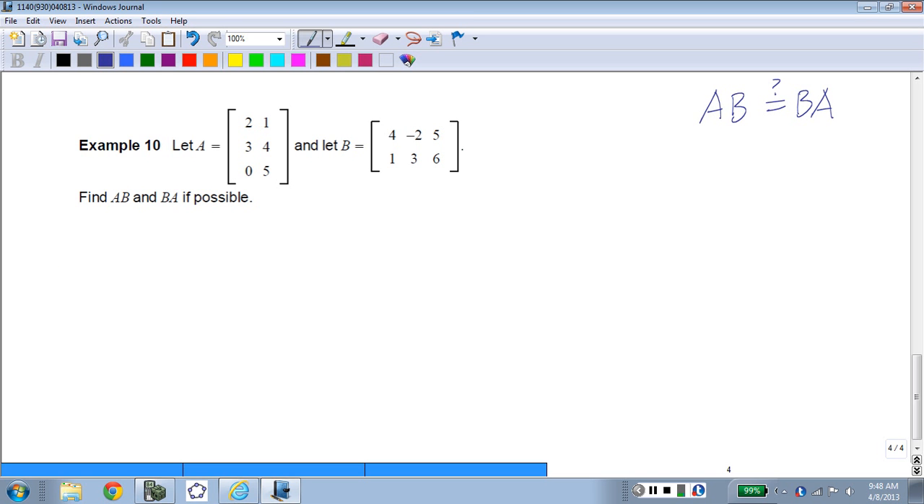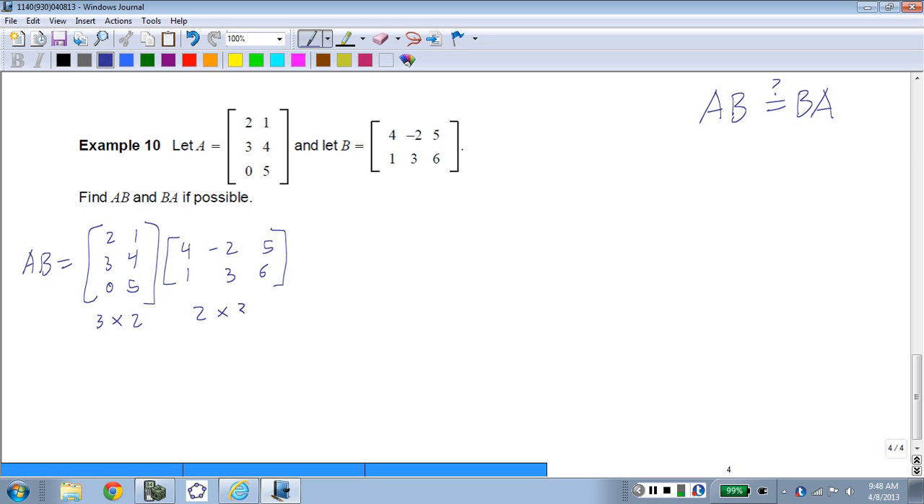So let's try AB first. AB equals the 2, 1, 3, 4, 0, 5. That has 3 rows, 2 columns. Going to multiply that by 4, negative 2, 5, 1, 3, 6. And that has 2 rows and 3 columns.